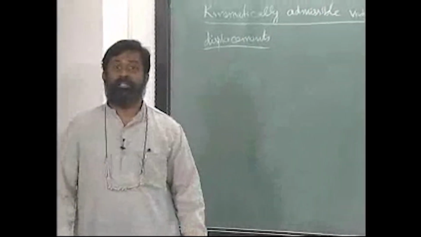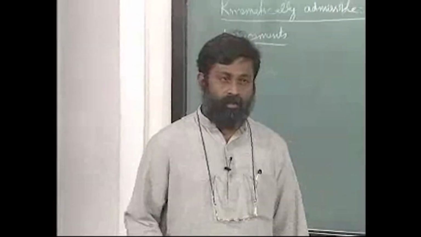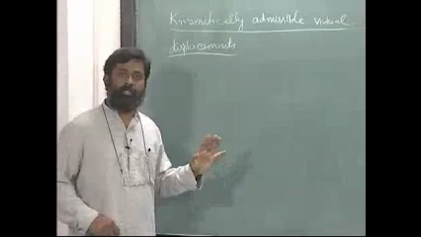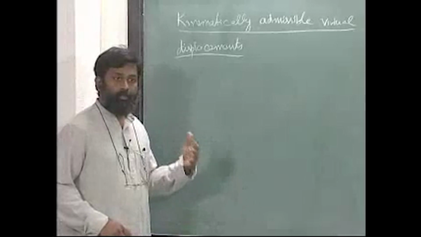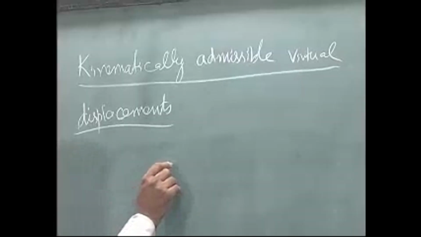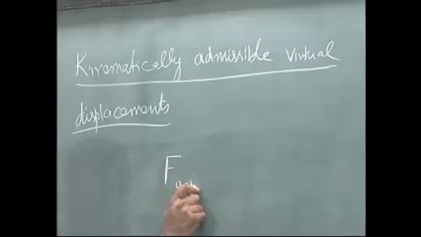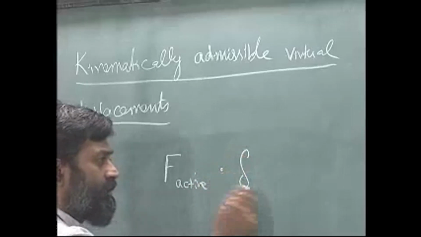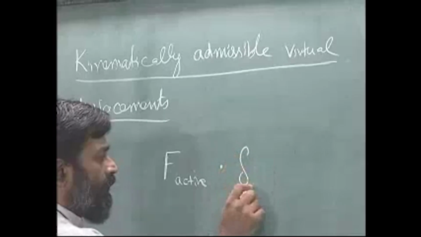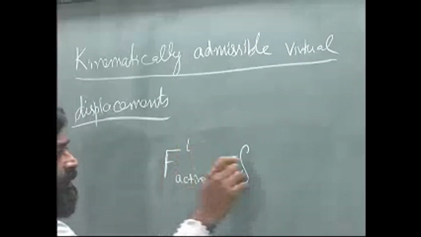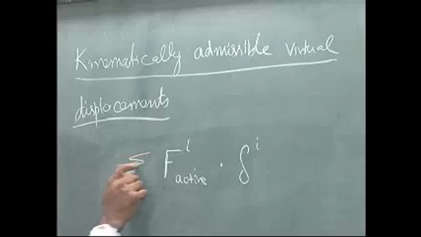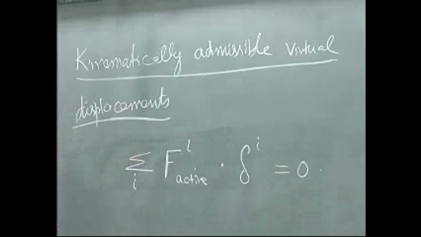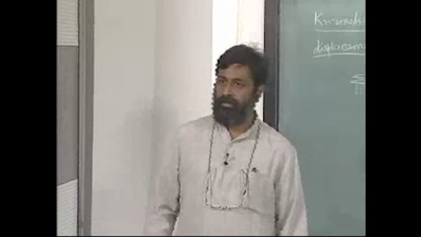I am going to continue the discussion on the virtual work method, but before going further into the virtual work principle, let us just have a brief look at the method itself. If you remember what we discussed earlier, we have what are called active forces, times the virtual displacements. Let us call them Fi delta I, and the summation of all these over I should be equal to 0. This is the virtual work method.